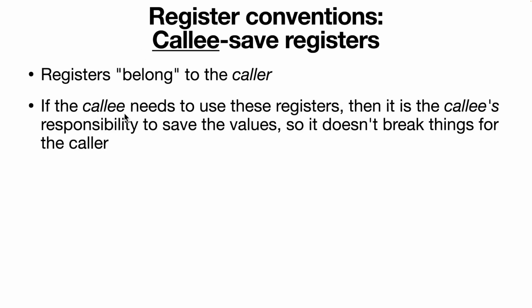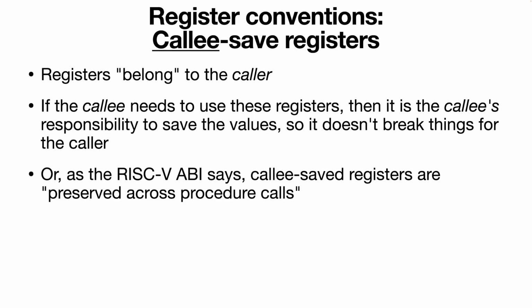Consequently, if the callee needs to use these registers that notionally belong to the caller, then it's the callee's responsibility to save the values so that it doesn't break anything for the caller. Basically, the caller should just depend upon the fact that certain registers will not be smashed by the callee, and that it is the responsibility of the callee to save and restore them so the caller doesn't know that they even changed. Another way to put this, and the way that the RISC-V ABI documentation says it, is that callee saved registers are preserved across procedure calls.